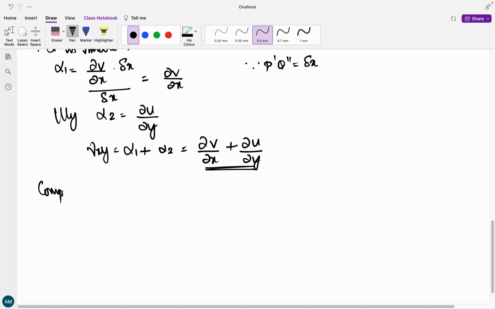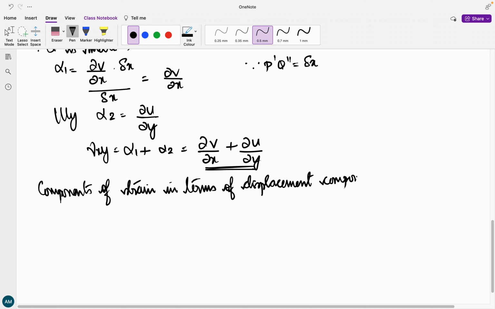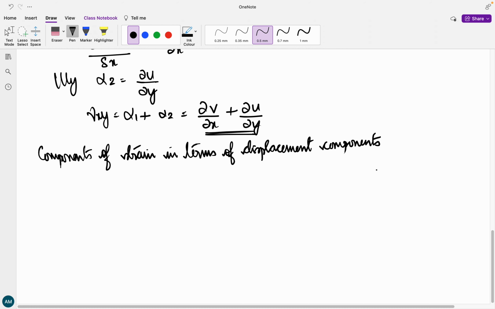Now let us write all the components of strain in terms of displacement components. I am rewriting the components of strain in terms of displacement components. So we have to consider it in the form of a figure.